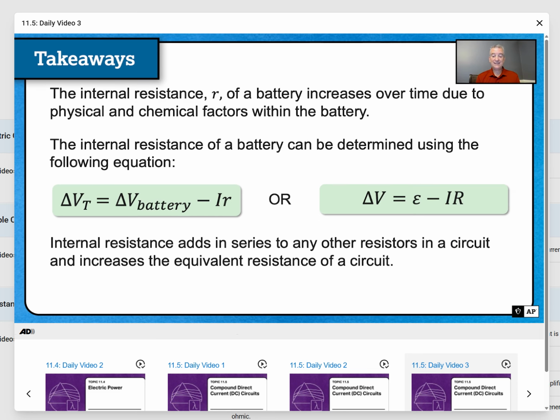Internal resistance adds in series to any other resistors in a circuit and will increase the equivalent resistance of the circuit. Ideal batteries typically have negligible internal resistance.